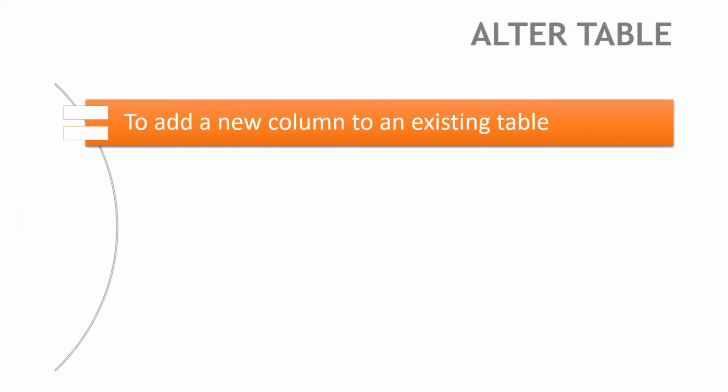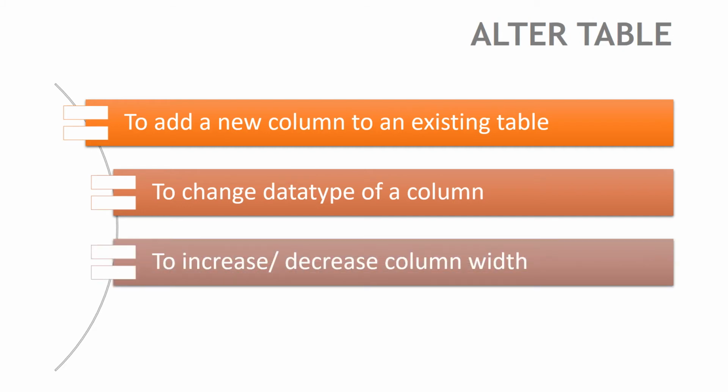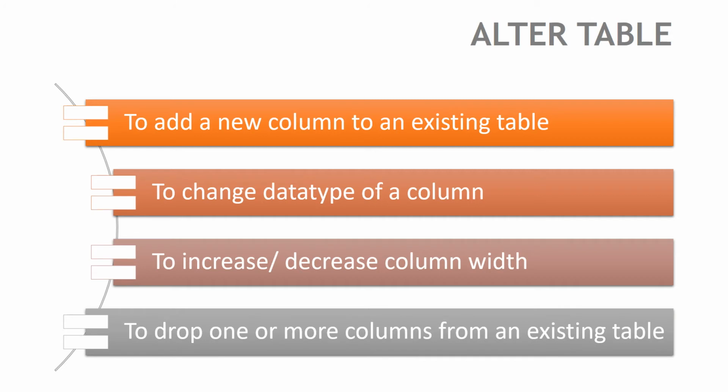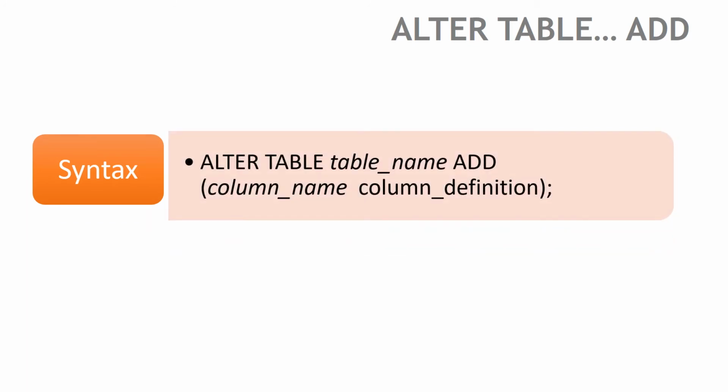Alter table is used to add new columns to an existing table. To change the data type of a column, we can use it. To increase or decrease column width, alter table can be used. To drop existing columns from the table, alter table is used. First option, alter table with add. The syntax here is: alter table, table name, add, column name and its definition, terminated by semicolon.